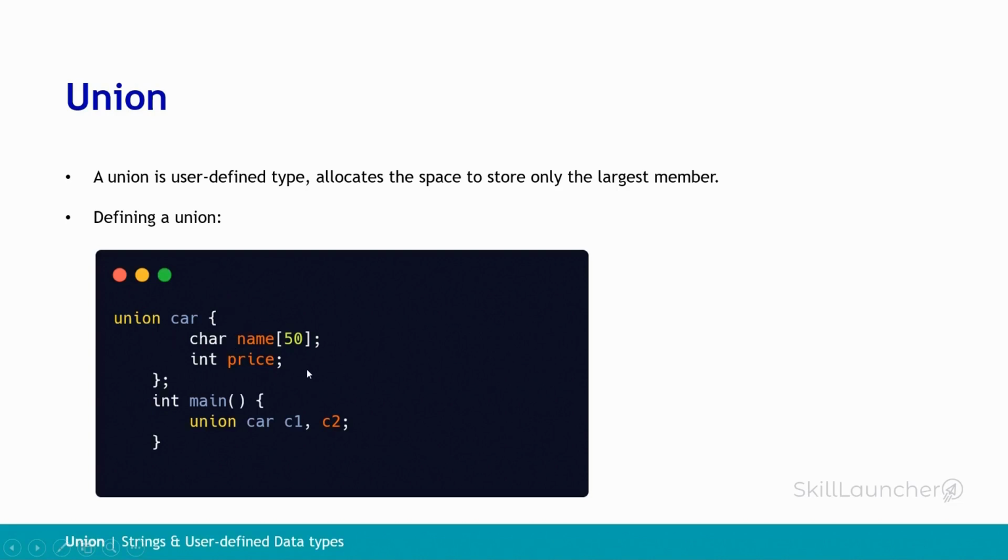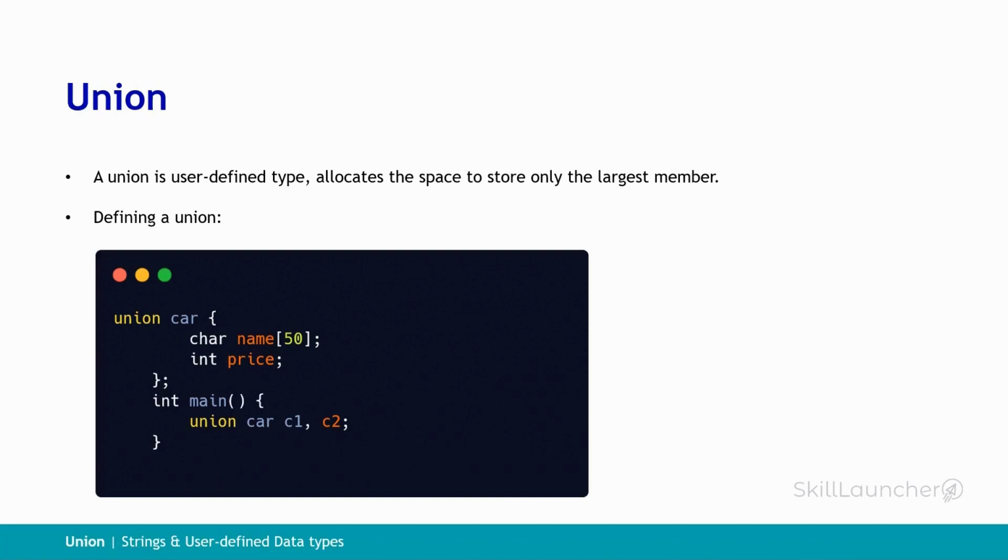Here, if this would have been a structure, then the character name array would have got 50 bytes and integer price would have got 4 bytes. That is 54 bytes in total. But in union, memory is allocated to only the largest member. That is, here it has 50 bytes for character array and integer it has 4 bytes. So when we would be creating a variable of this union car, only 50 bytes, that is the memory for the largest member, would be assigned. So the variable of union car would be assigned 50 bytes. And we can store either name or price.